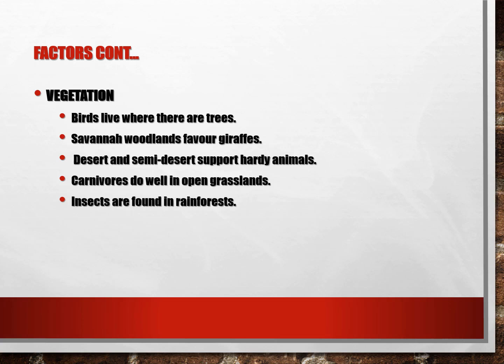Now, carnivorous animals that hunt, as we have mentioned earlier, will tend to be found in open grasslands because these are areas where they can hunt effectively. They can spot their prey from far, and they are able to run in open areas as compared to forested regions. Then insects will tend to do well in rainforests because of the thick undergrowth. They are able to survive under these conditions.